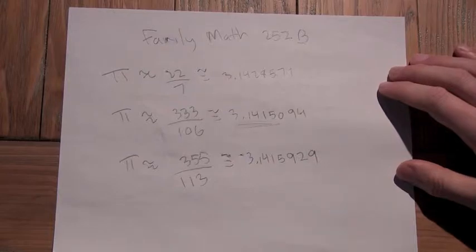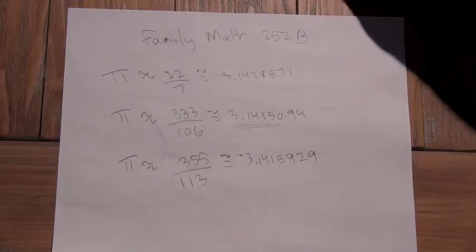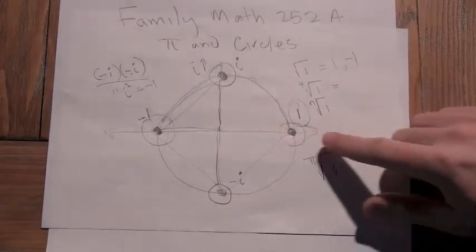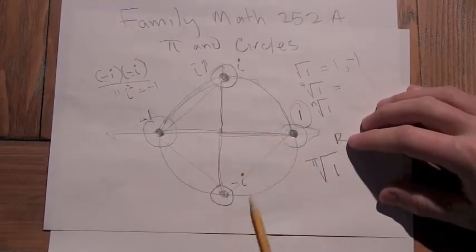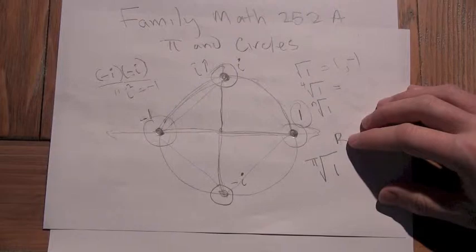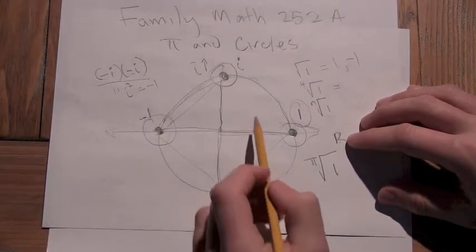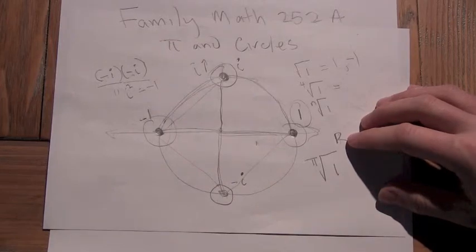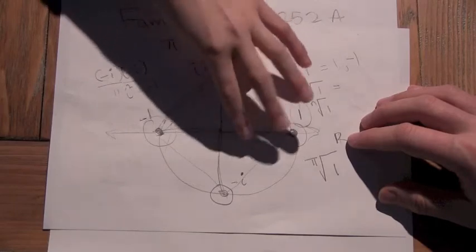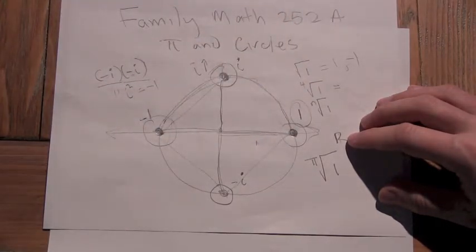Now the interesting thing, if we go back to our unit circle, if this has a radius of 1, how far around is pi? Well, what's the circumference of the circle that has a radius of 1? Well, it's going to be pi. The circumference is pi. It has a radius of 1, so it's pi times the radius squared. No, that's the area.